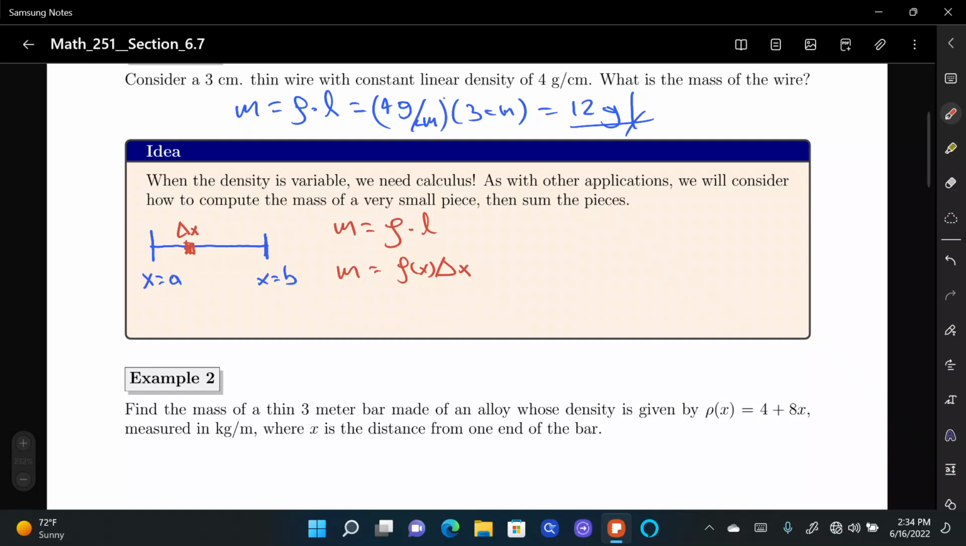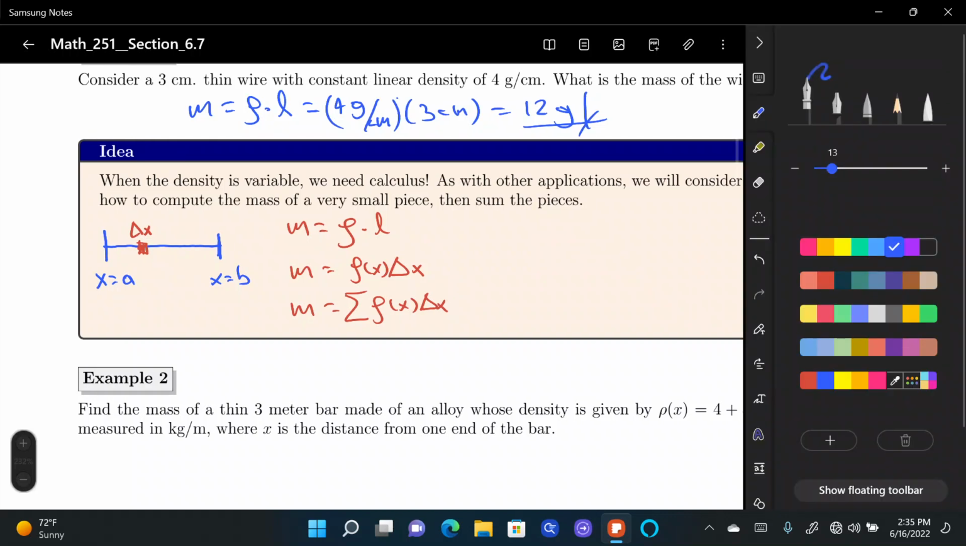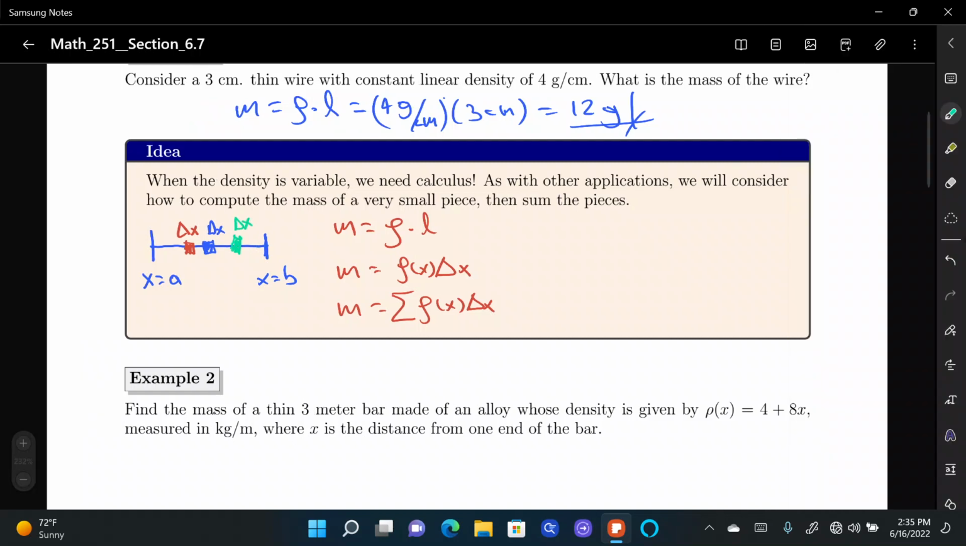All right, that increment. And of course, from here, I think you see where we are going. So now what we're going to do is add all these mini lengths. For example, you can define another length right here, another delta x here, and maybe another delta x here. And of course, again, from the definition of the Riemann sum to define the integral, these are infinitely many.